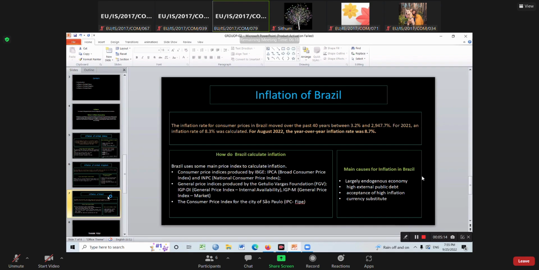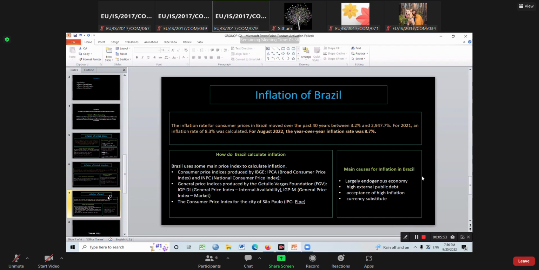Brazil uses some main price indexes to calculate inflation. The first one is the Consumer Price Indices produced by IBGE: the Broad Consumer Price Index and the National Consumer Price Index. The second one is the General Price Indices produced by Getulio Vargas Foundation: the General Price Index Internal Availability and the General Price Index Market. The last one is the Consumer Price Index for the city of Sao Paulo.